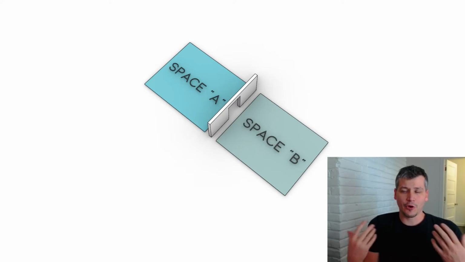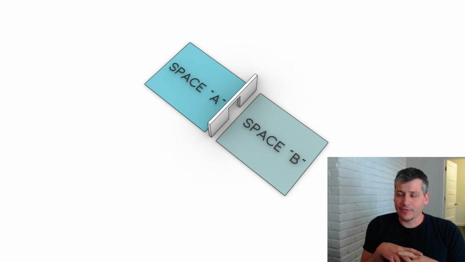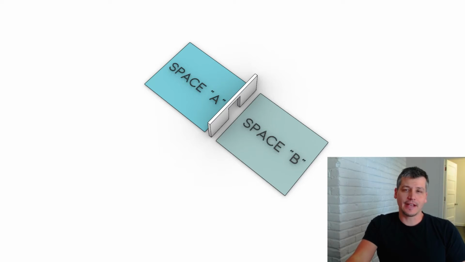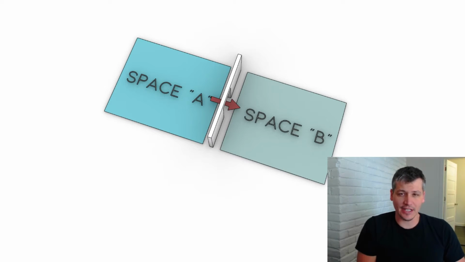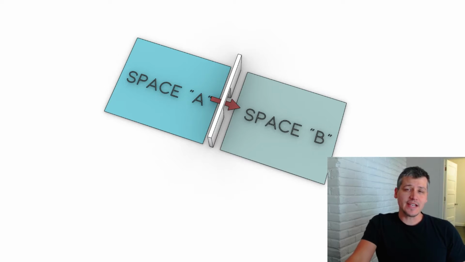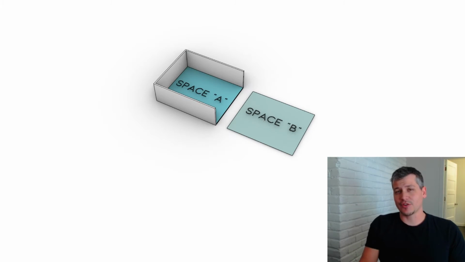Now, if you create an opening in that wall, you can of course create a connection. If it is a door, it is a physical connection, and if it's a window, it's a visual connection. If the door has glass on it, you of course create a physical and a visual connection between space A and space B. And then depending on the size of the opening, you will create stronger connections.